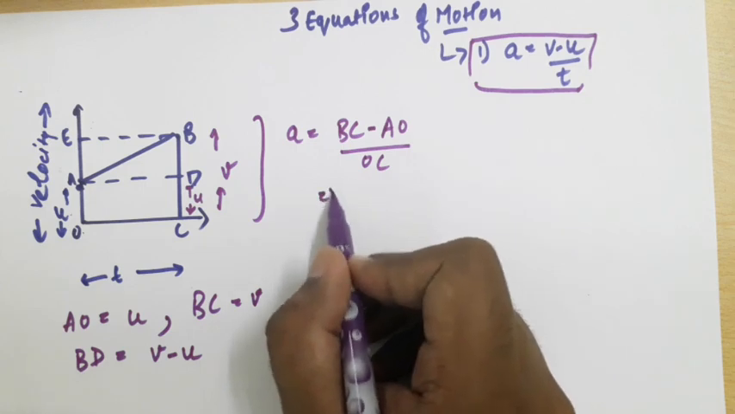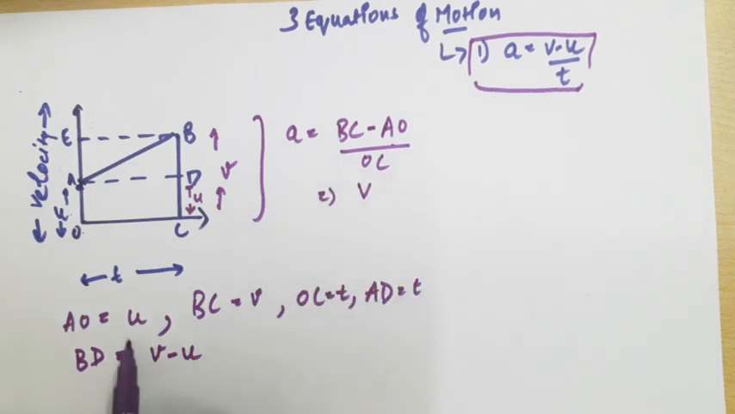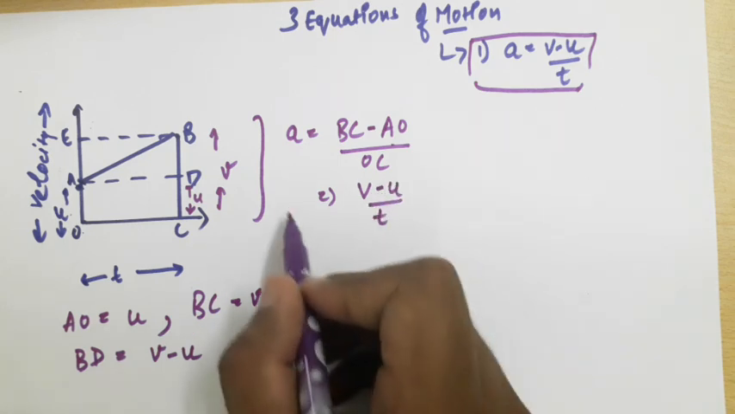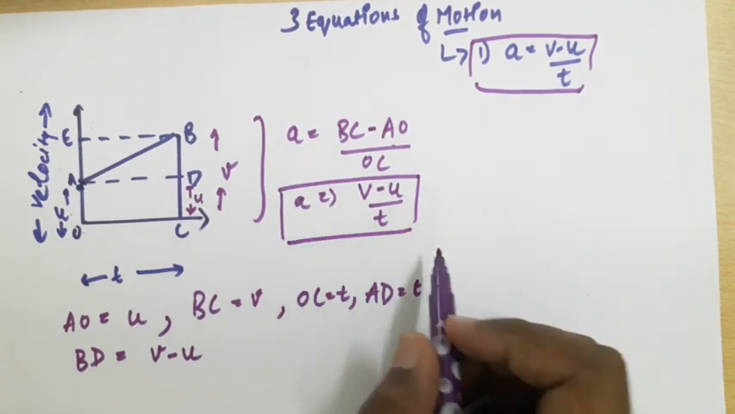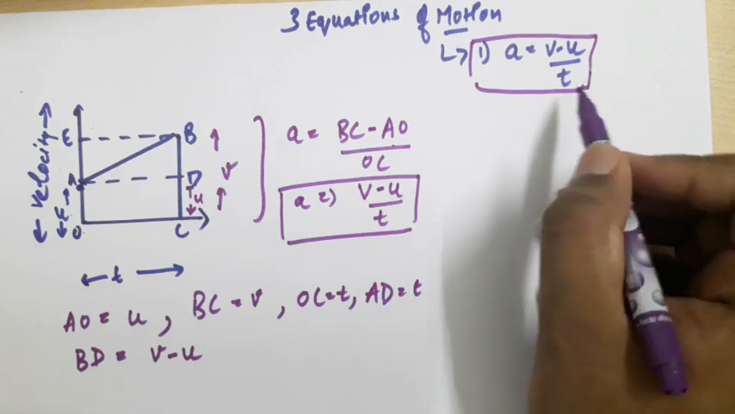Now we will substitute the values. BC is what? V, and AO is what? U, and OC is what? It is T. So hence proved, acceleration is equal to (V minus U)/T, right? So this is the derivation of the very first equation.